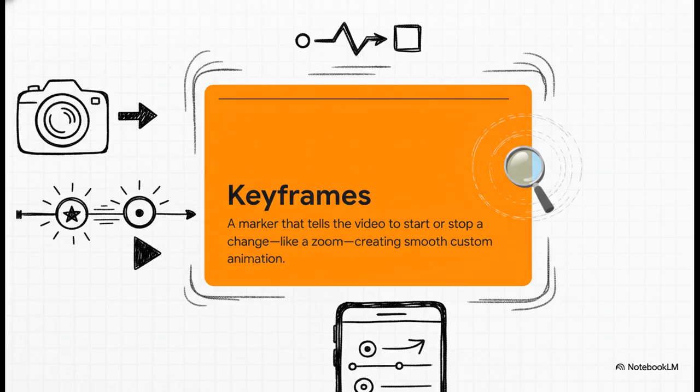So if you want to do a slow zoom, you just add one keyframe where you want the zoom to start, then you move a little later in the clip, zoom in, and CapCut automatically adds the second keyframe for you. The software does all the hard work of creating that smooth motion between those 2 points. You've just created a custom animation with like 2 clicks.